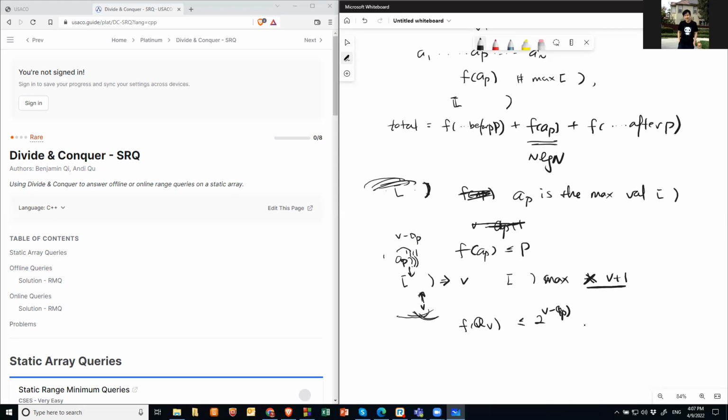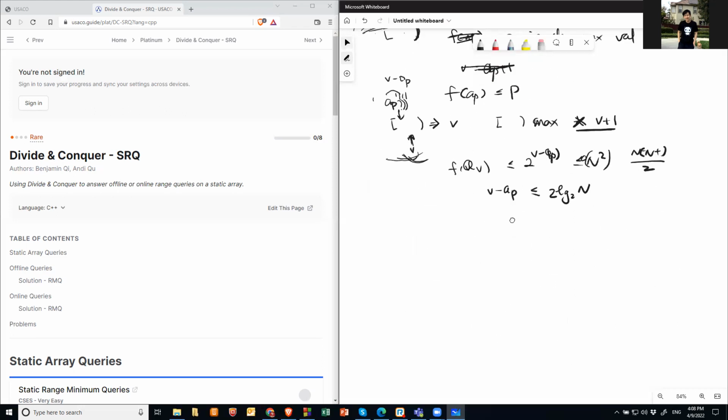And remember, that obviously has to be bigger, less than or equal to n squared, I mean, O(n) squared, right? Because the maximum interval we just said is n plus 1 divided by 2. So that means v minus a of p has to be less than or equal to log 2 of n squared, which we put in the front.